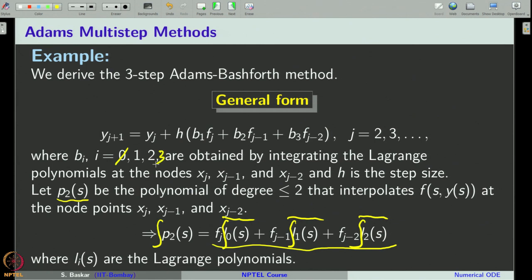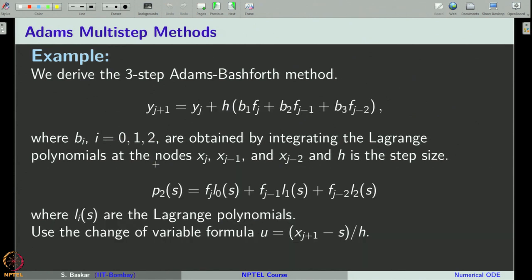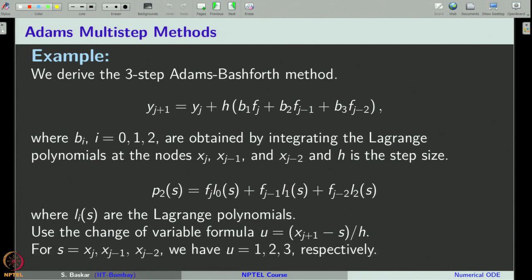Okay? So, in order to simplify our calculation, we will use a change of variable formula, whereby we will change the variable s to u given by this expression. With this, you can see that the nodes xj, xj-1 and xj-2 are transformed to 1, 2 and 3, and thereby integrating the Lagrange polynomials becomes a little easier if you use this change of variable formula. That is why we are going for this.